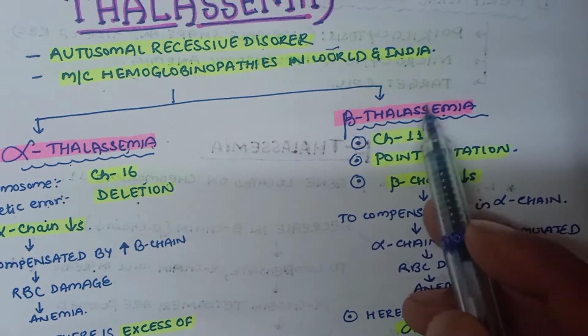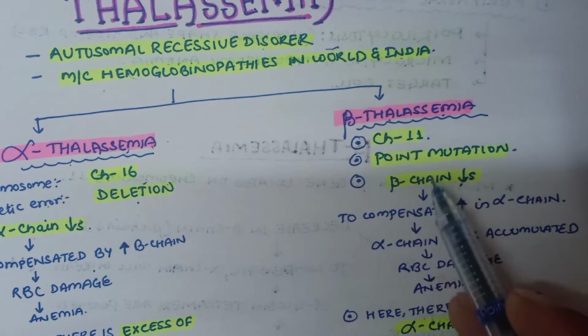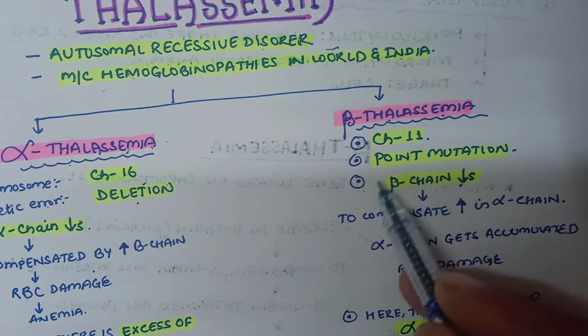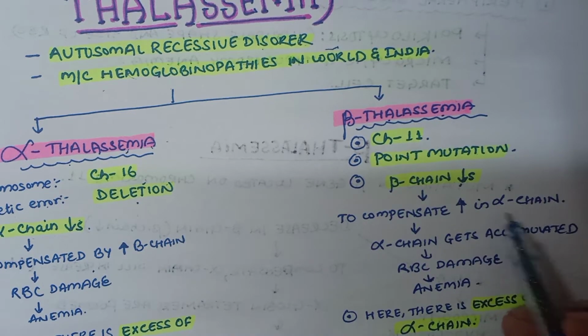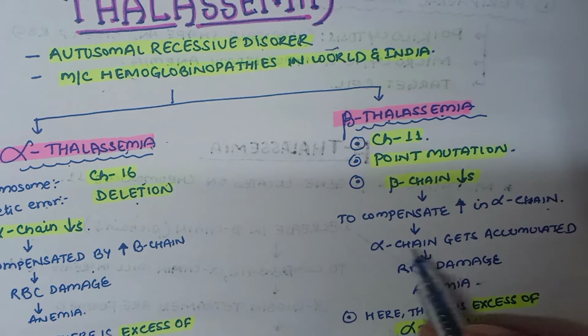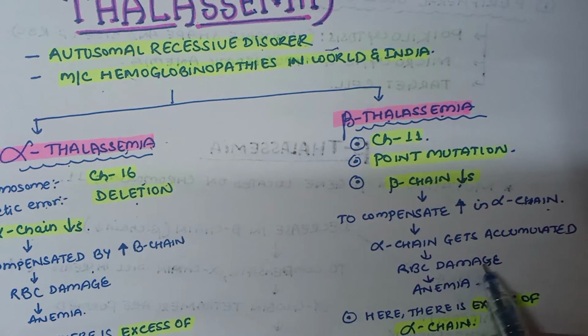So in beta thalassemia, there is a decrease in beta chain, and so as to compensate for the decrease in beta chain, there will be an increase in alpha chain. When alpha chain is in excess, it gets accumulated in the RBC and this will cause RBC damage, which will result in anemia. So in this case, there is excess of alpha chain.